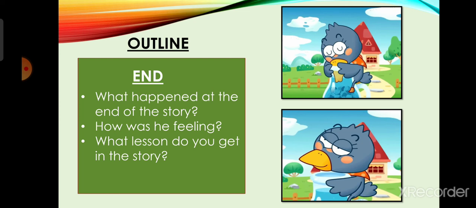Students, before starting each paragraph, you have to leave one line, then you will begin the new paragraph. In this way, you will write 3 paragraphs, beginning, middle, and end to complete your story. Okay?